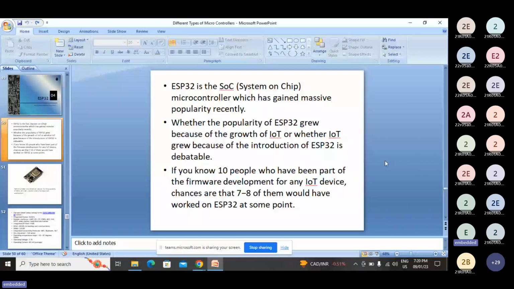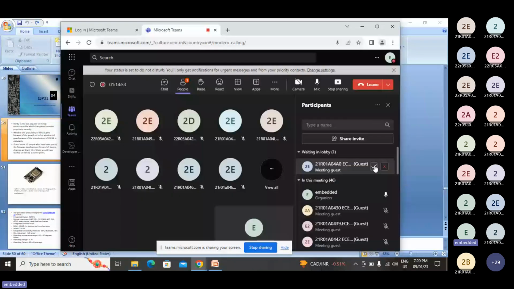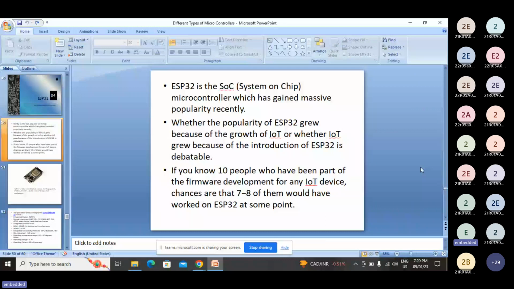The ESP32 is the exclusive microcontroller which has gained massive popularity recently. Whether the popularity of ESP32 grew because of the growth of IoT or whether IoT grew because of the introduction of ESP32 is debatable. If you know 10 people who have been part of the firmware development of an IoT device, chances are that 7 to 8 of them would have worked on the ESP32 at some point.